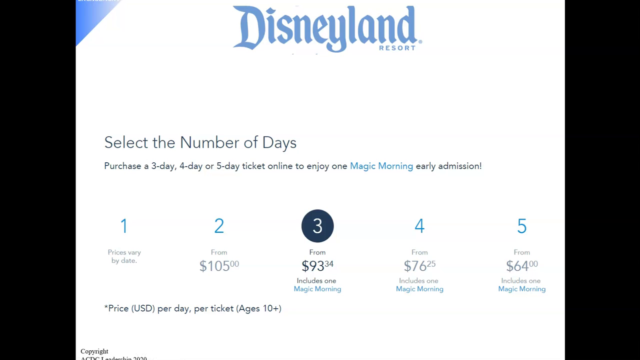So here you can look at this. Select the number of days. You can purchase a 3, 4, or 5 day ticket online to enjoy one magic morning early admission. Okay, so the same concept of diminishing marginal utility is going on here.